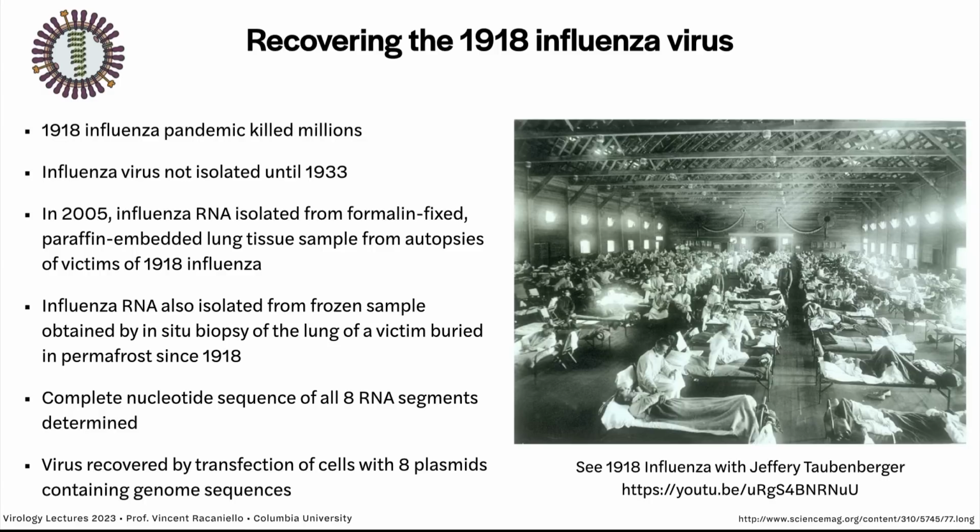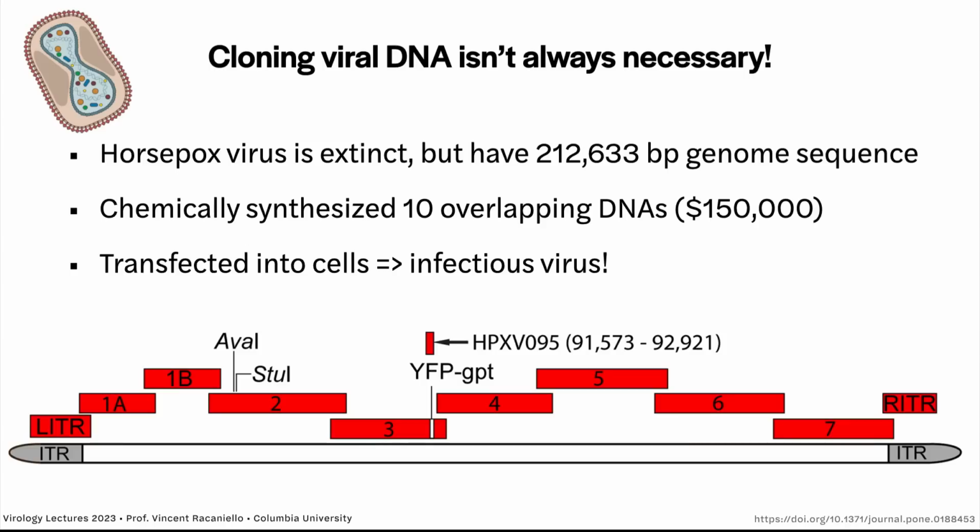You get the sequence and then you clone it. But actually, you don't need to clone the DNA all the time. And this is an example of that. So this is Horsepox virus. So Horsepox virus has been around for many years. It's not a human virus. It infects horses, as the name would say. And at some point, it went away. It became extinct. But people had done the genome sequence. So it was decided in several labs that it would be worthwhile to get this virus because it could have some medical uses. So we have the 212,000 base pair genome sequence. And so the investigators had chemically synthesized the genome in 10 overlapping fragments of DNA.